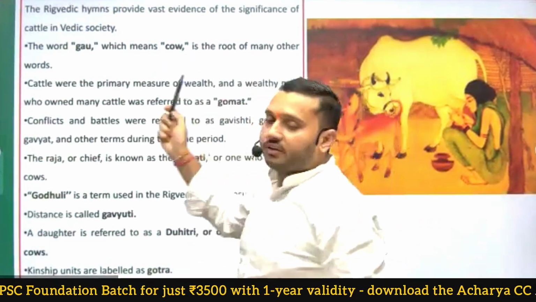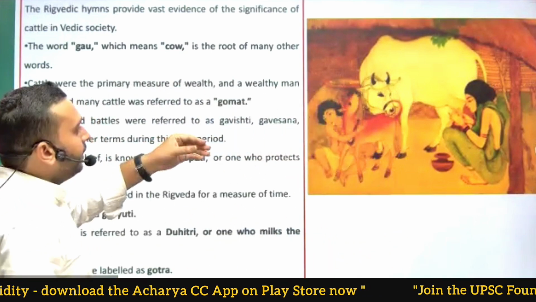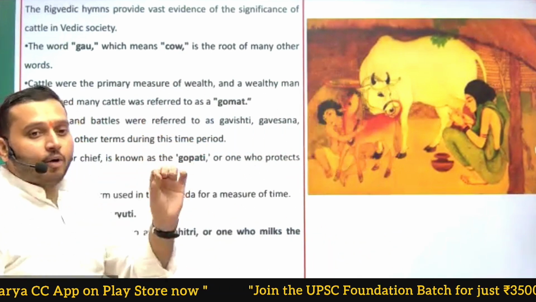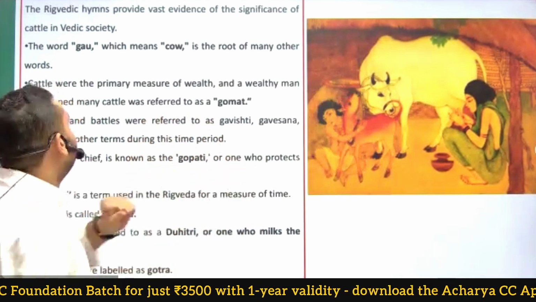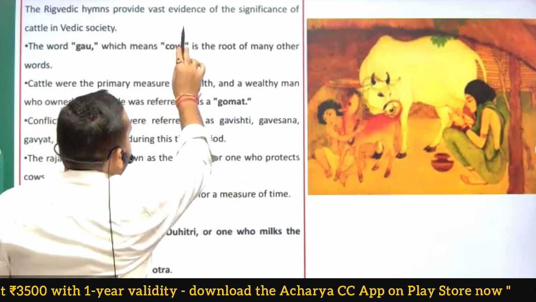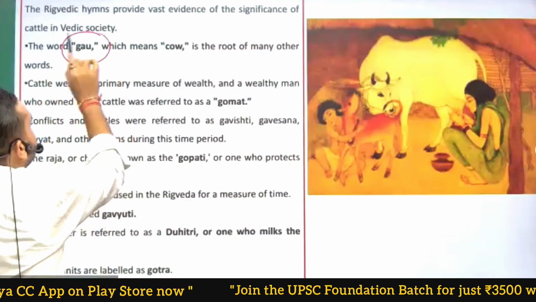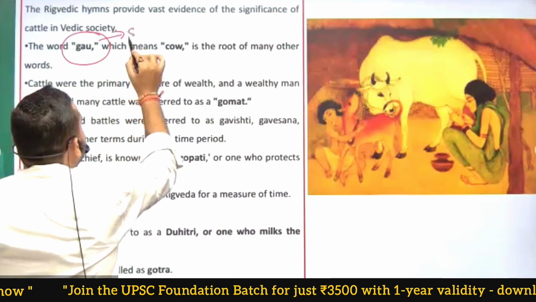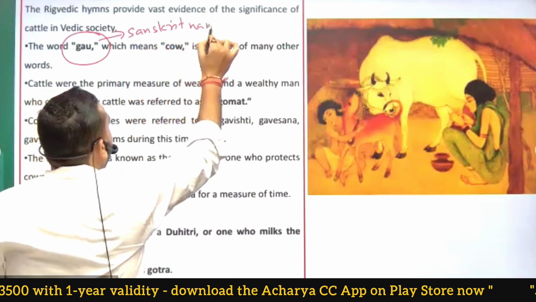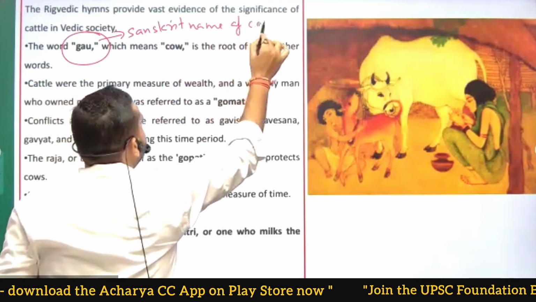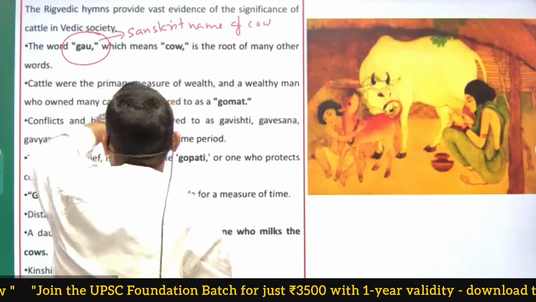Cow is very important for early Vedic people. So each and every term generally started from the word Go. Go means the cow, the Sanskrit name of cow. The Rig Vedic hymns provide vast evidence of the significance of cattle in Vedic society. The word Go, the Sanskrit name of cow, is the root of many other words.